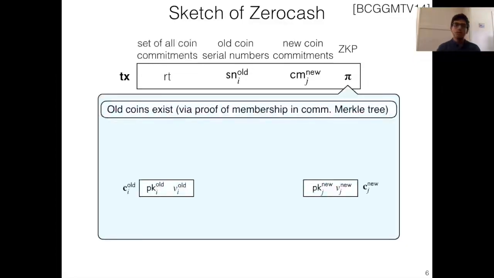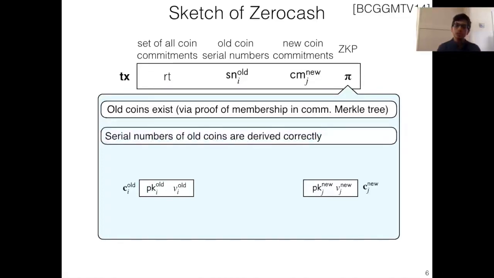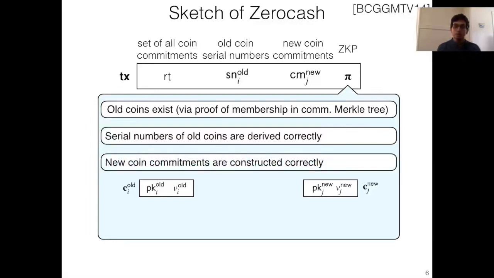Namely, it asserts that all of the coins that we're spending actually exist via a proof of membership in a commitment Merkle tree. Next, it asserts that the serial numbers for these spent coins are actually derived correctly, which ensures the soundness of our double spending check. After that, it checks that the new coin commitments are constructed correctly, so that they actually contain values and not just some arbitrary garbage. And finally, and perhaps most important, the zero-knowledge proof asserts that value is conserved, which means that the sum of the input values is equal to the sum of the output values.